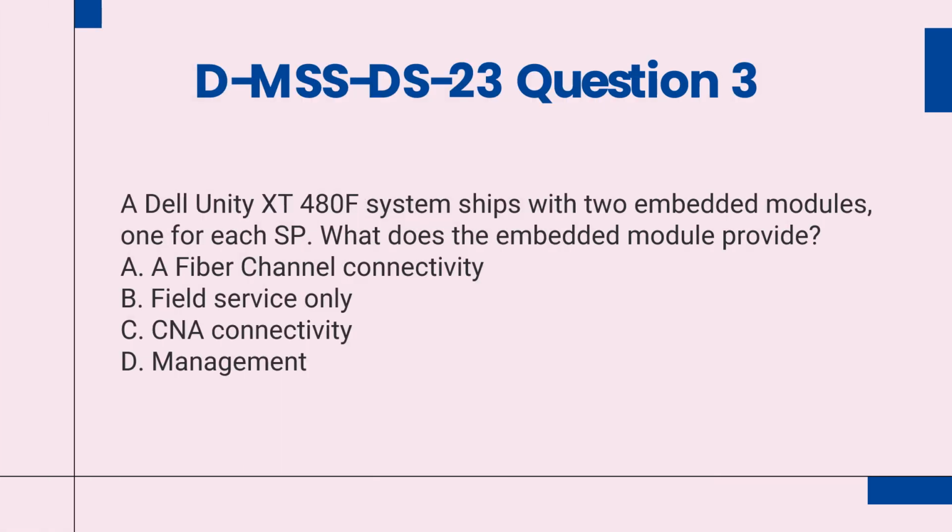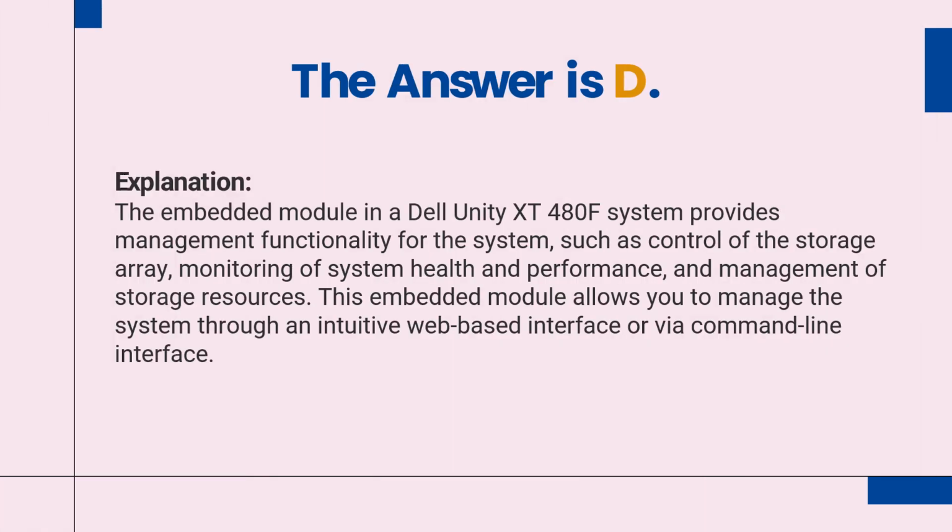A Dell Unity XT480F system ships with 2 embedded modules, one for each SP. What does the embedded module provide? A. Fibre Channel connectivity. B. Field service only. C. CNA connectivity. D. Management. The answer is D.